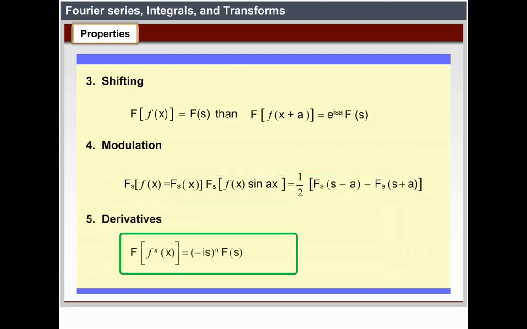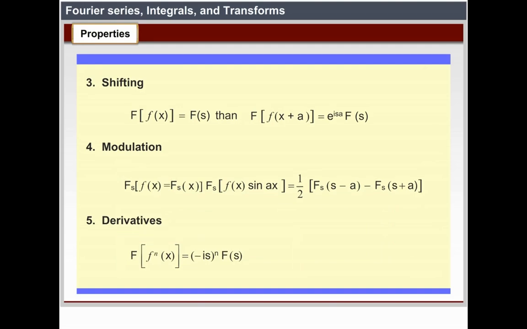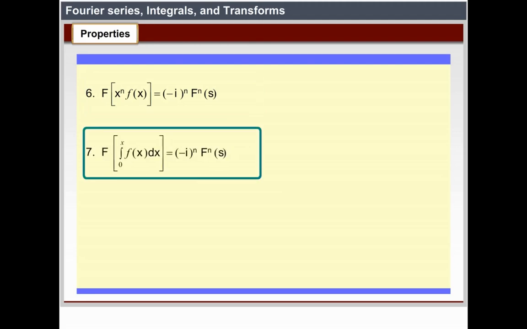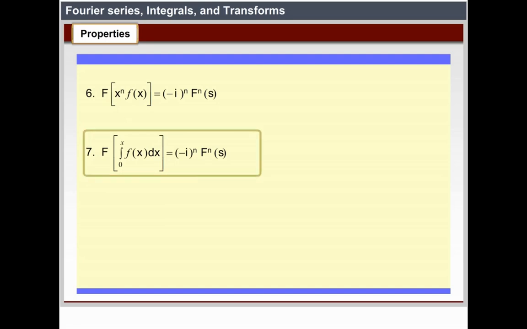Derivatives. Capital F of f power n of x equal to (minus i s) whole power n into capital F of s. Number 6. Capital F of x power n into f of x equal to (minus i) whole power n into capital F power n of s. 7. Capital F of integral 0 to x f of x into dx equal to (minus i) whole power n into capital F power n of s.